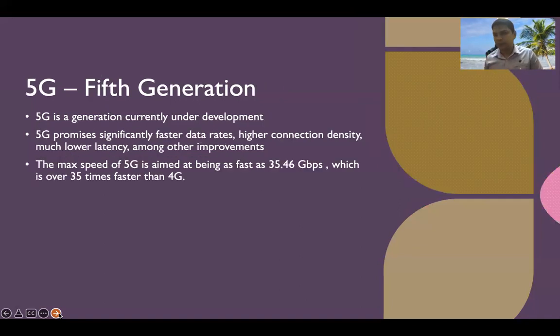And now we talk about 5G. 5G is currently under development. In most places in Malaysia we have 4G. Right now, certain countries have 5G technology, but in Malaysia it's still under development. What is the advantage of 5G? It promises a significantly faster data rate, higher connection density, and much lower latency, among other improvements. So this is better compared to 4G. The maximum speed for 5G aims to go up to 35.46 gigabytes, which is not double, not triple, but 35 times faster than 4G. So this is better. Hopefully it works well.